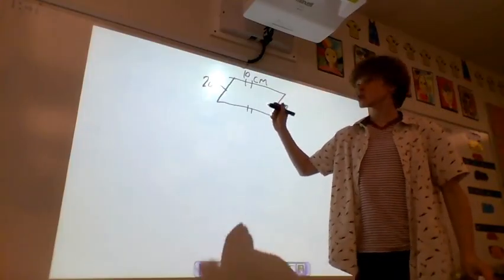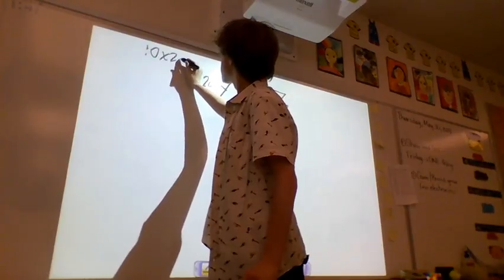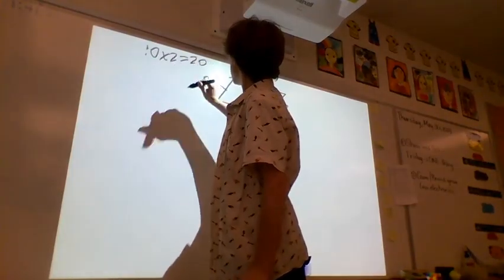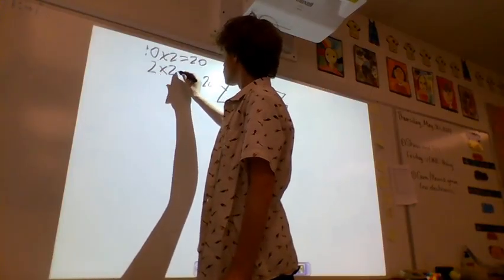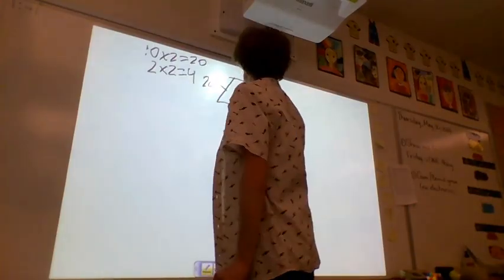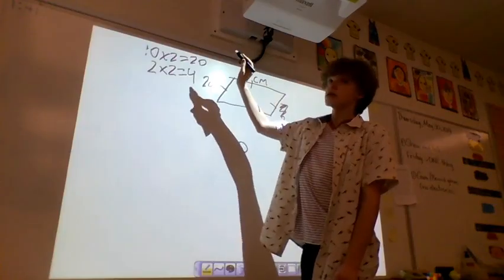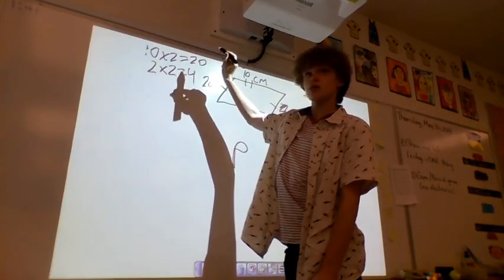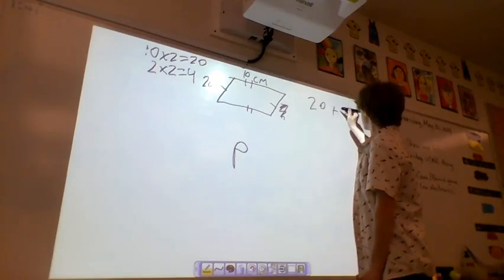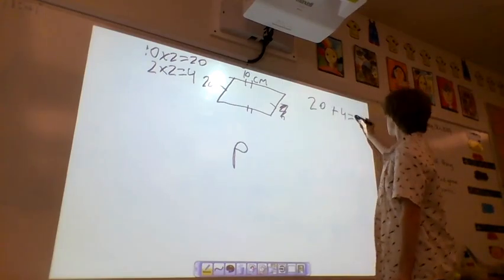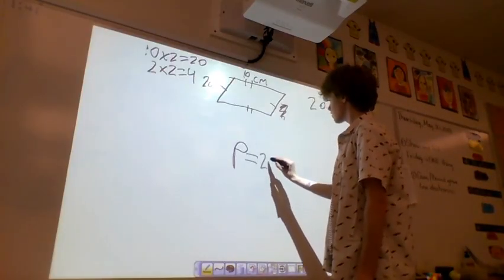So, to find our answer, we just need to multiply 10 times 2, and 2 times 2, which equals 4. So, our perimeter is the number that we get when we add these two numbers. So 20 plus 4 equals 24. The perimeter is 24.